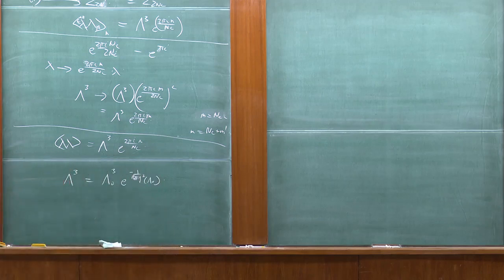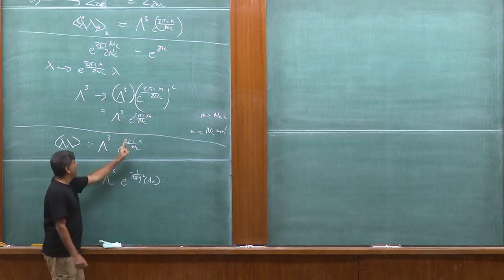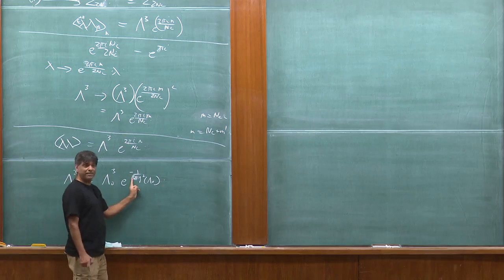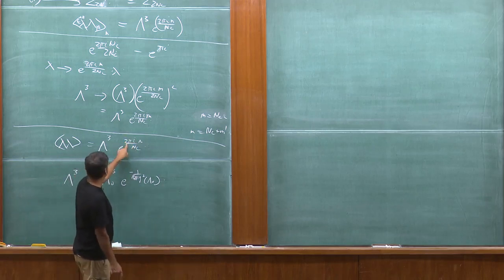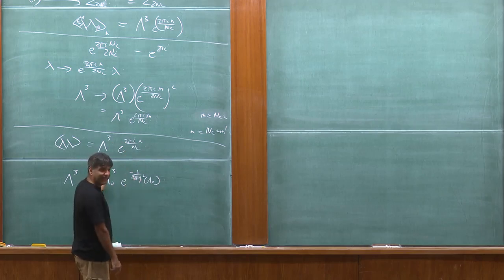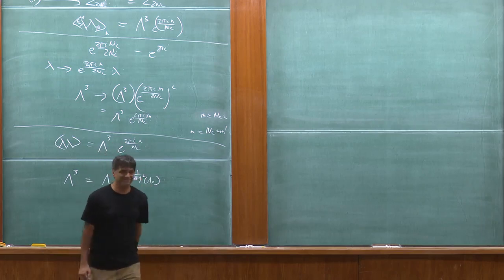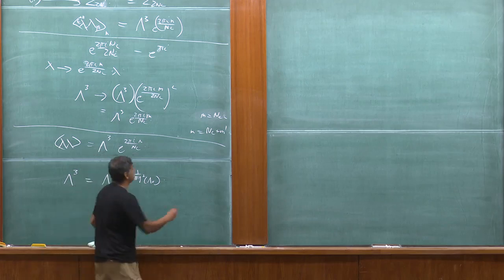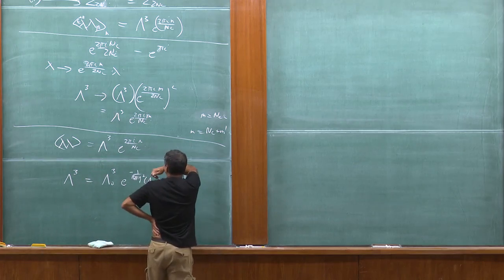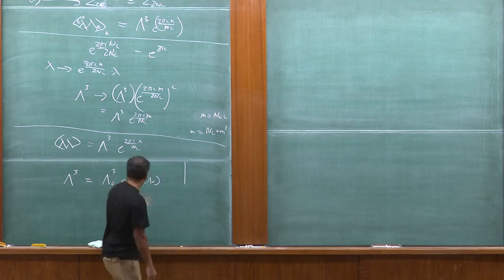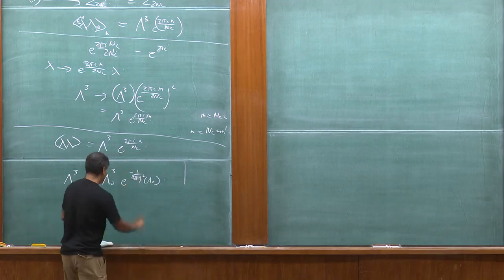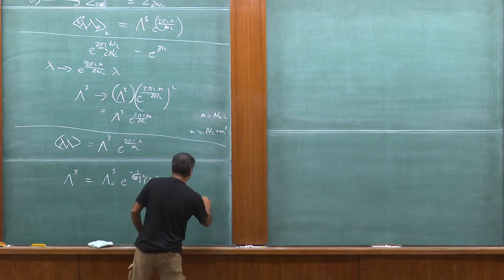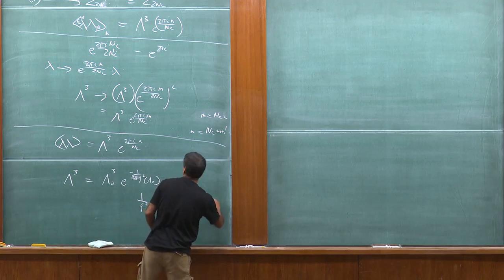Now you see that this relationship, by adding this phase, is effectively shifting 1 by g squared. Forgive me, we'd have to get the 2 pi's right. But it's effectively shifting 1 by g squared to 1 by g squared plus 2 pi i n divided by NC.